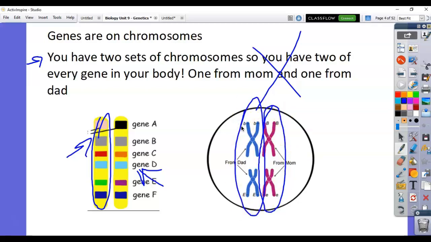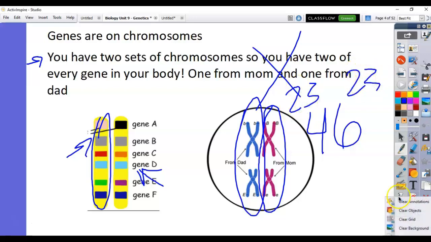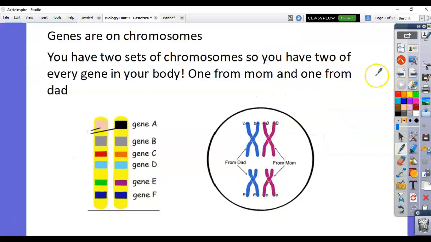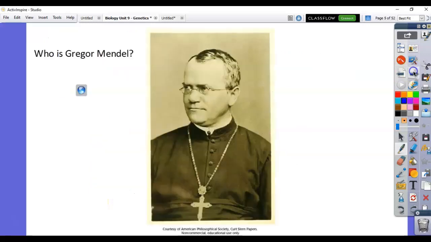Do you guys remember how many chromosomes we have in our body cells? We have 46. So that means 23 came from mom, 23 came from dad. Okay, and that's going to be important because mom and dad's genes, they're going to kind of play a tug-of-war match to see who's going to win and who's going to produce the trait or the characteristic in you. I'm going to skip over this slide, but this old guy, he was in the late 1800s. His name was Gregor Mendel, and he's the one who kind of figured out all of this stuff, okay?